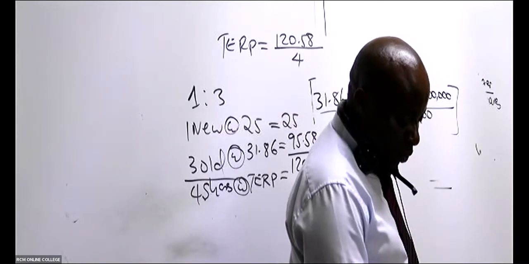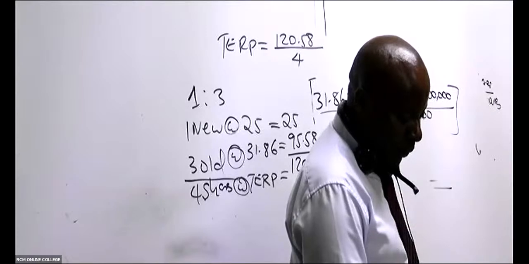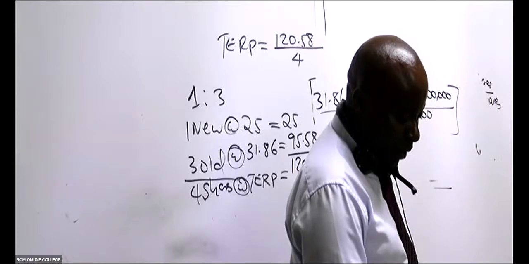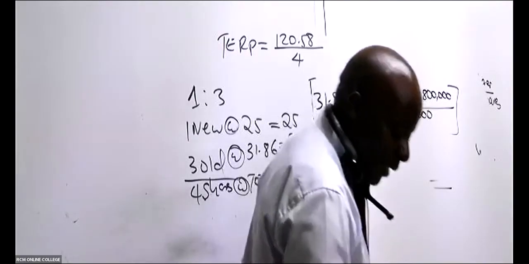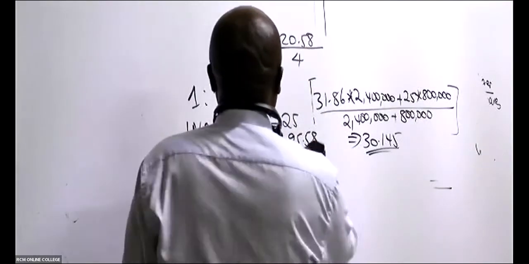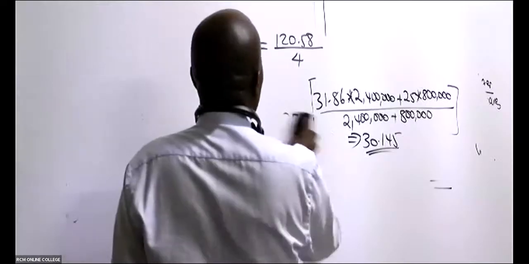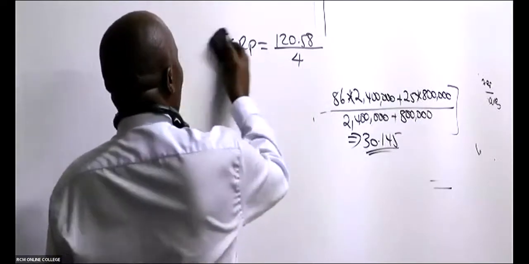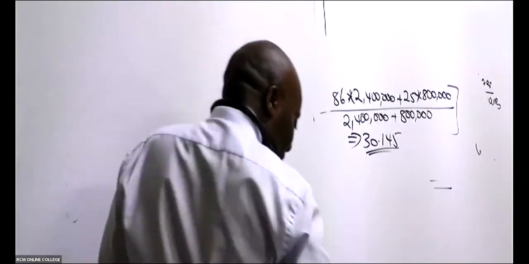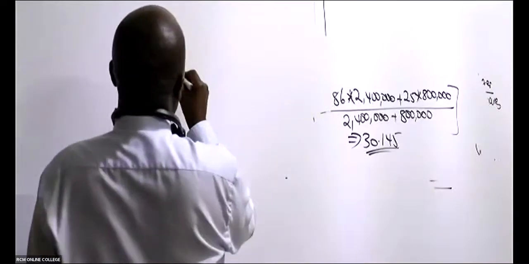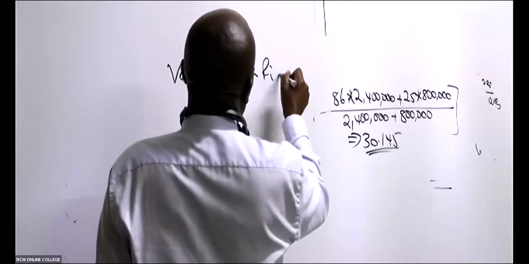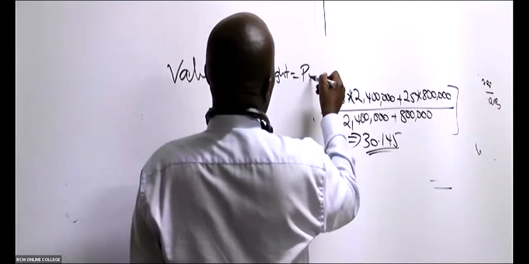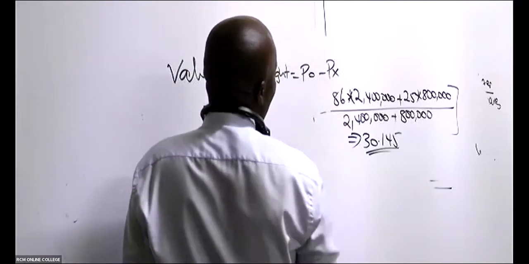To get the value of the right is a very, very small formula. You simply take PO minus PX. Whenever they want you to get the value of a right, we shall always take PO minus what here? PX.